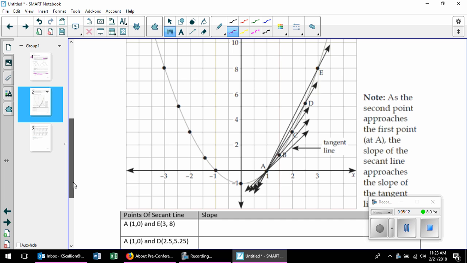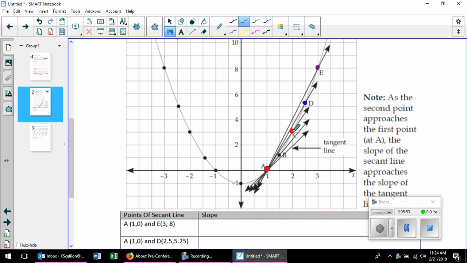So what I want you to notice is, let's look at some of these. If I look at this line first, I have a point at A and I have a point at E. Those 2 points are very far apart. You guys agree with me? A and E, very far apart. So then I go A, because that's my point of tangency, A to D. Now I'm getting closer. And then my next points would be A to C. So the distance between your point of tangency and your second point is getting smaller and smaller and smaller.